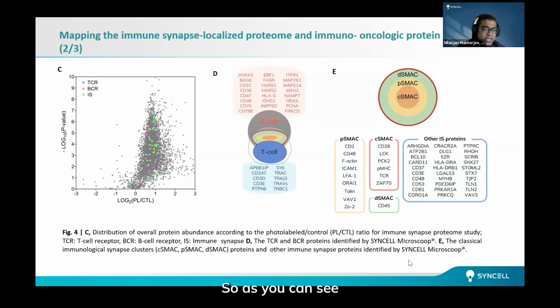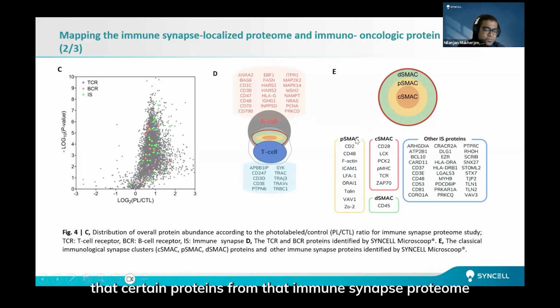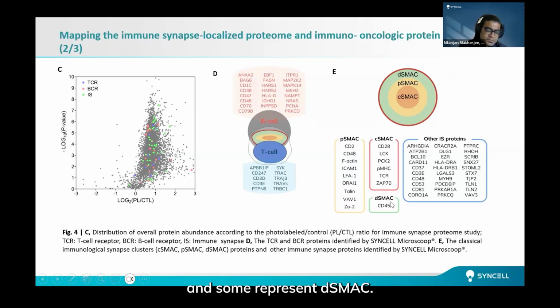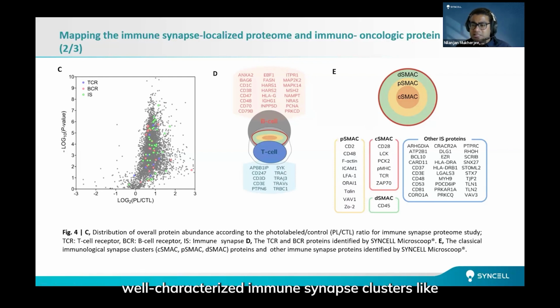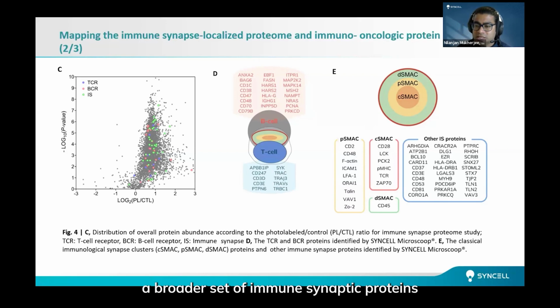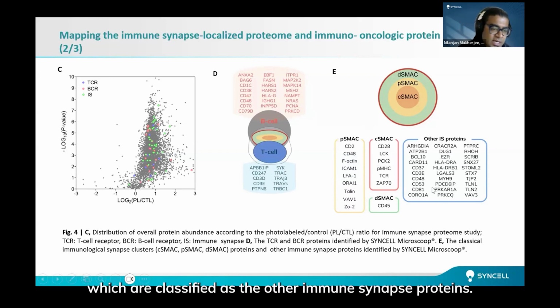So as you can see, certain proteins from that immune synapse proteome represent PSMAC, which is the peripheral SMAC. Some proteins represent the C-SMAC, and some represent D-SMAC. And then there are some other proteins, in addition to these well-characterized immune synapse clusters like PSMAC, C-SMAC, and D-SMAC. We also identified a broader set of immune synaptic proteins, which are classified as the other immune synapse proteins.